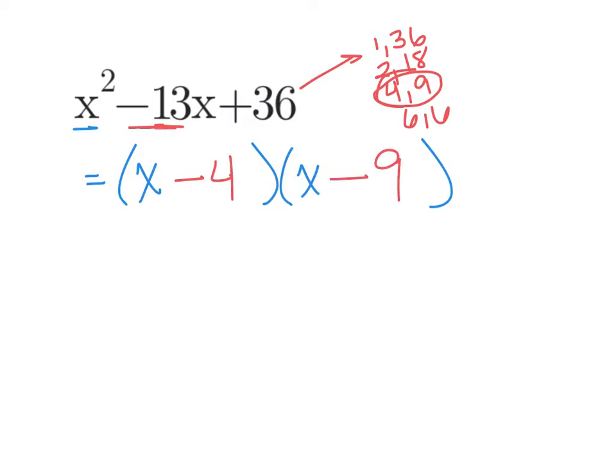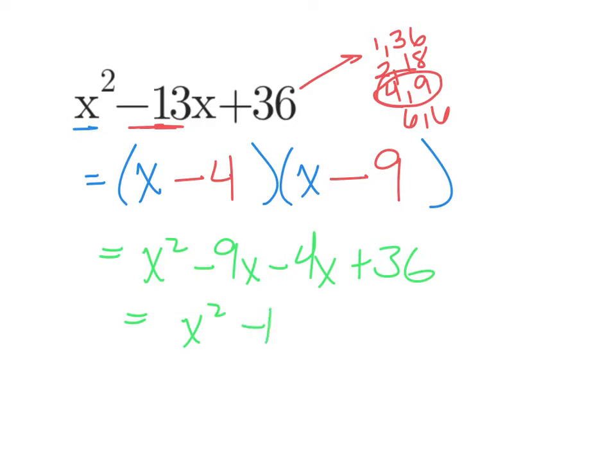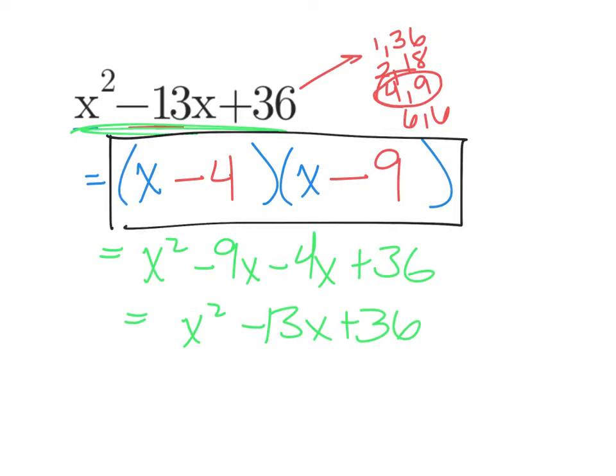And of course, we could always check just by multiplying it all out. If we were to FOIL this, firsts would give us x squared, outsides would give us negative 9x, insides minus 4x, and lasts would be plus 36. Combining the stuff in the middle, we get x squared minus 13x plus 36, which is what we started with. So we know that the factored form is x minus 4 times x minus 9.